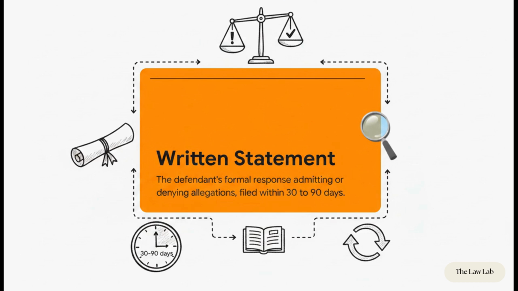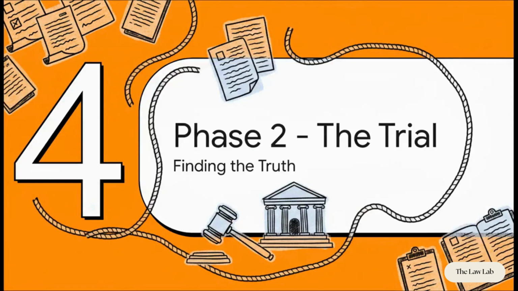In their written statement, the defendant has to address every single allegation made in the plaint. No skipping anything. They have to specifically admit or deny the claims. And this is exactly where they set up their side of the story, or maybe even throw a counterclaim right back at the plaintiff. Which brings us to Section 4, Phase 2, the trial.